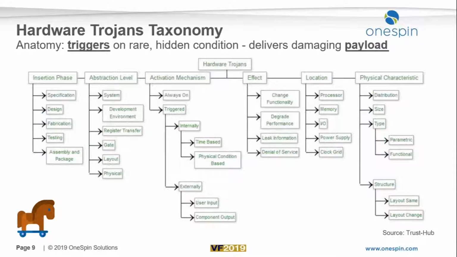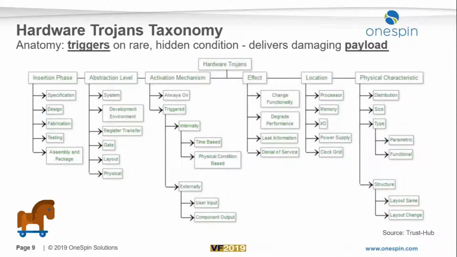And this is a taxonomy of hardware Trojans from Trust Hub. And really, a Trojan has two main aspects. A trigger, so normally a Trojan would only trigger in a very rare condition. When your IC is operating normally, it's there, in stealth mode. When the attacker wants to leverage the Trojan, they can send whatever rare condition is required to trigger it. And then once it's triggered, you deliver a damaging payload.